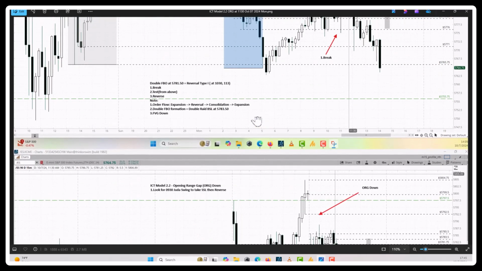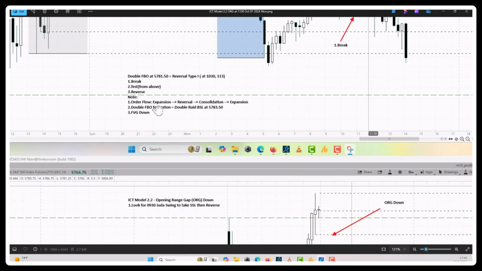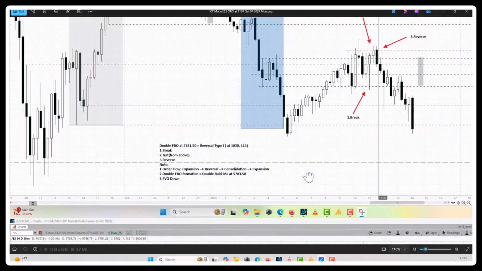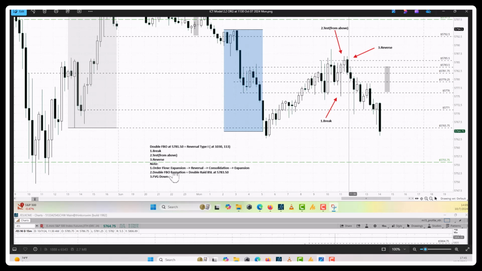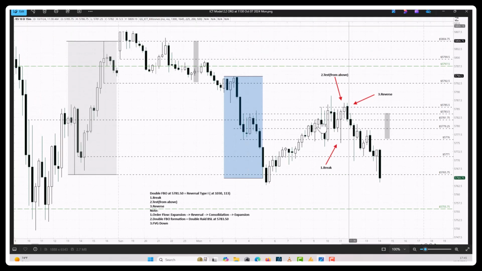That is the note we put right there. You see, the order flow goes like this. Before this morning we didn't understand order flow, but now we do. Basically it's going to expand right here, then it goes to reversal, and from reversal it goes to consolidation, and then it's going to be expansion. That's the order flow. So don't go in at 9:30.